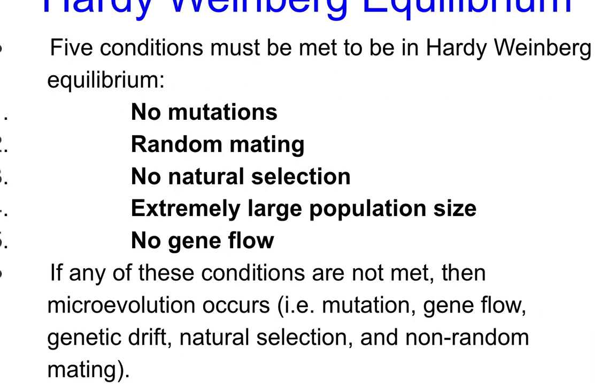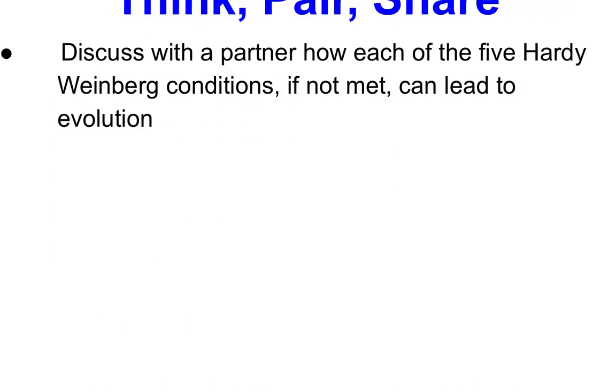So there must be 5 conditions in order for Hardy-Weinberg equilibrium to be met. There can be no random mutations, no random mating, no natural selection, no extremely small population size, and definitely no gene flow. If any of these conditions are not met, then microevolution occurs, like mutation, gene flow, genetic drift, selection, nonrandom mating, that type of thing. But in order for a population to be considered in Hardy-Weinberg equilibrium, none of those 5 things can be going on.